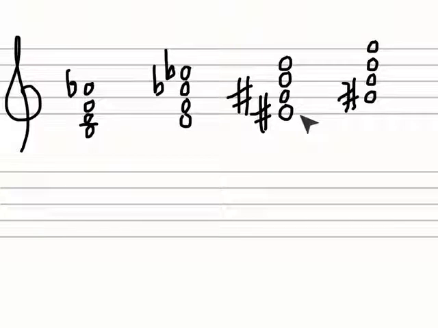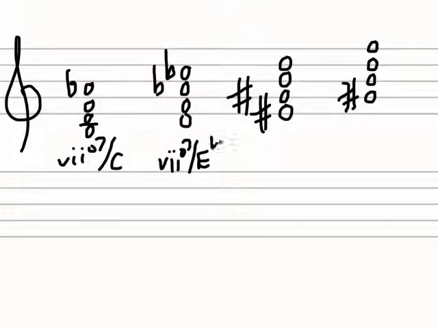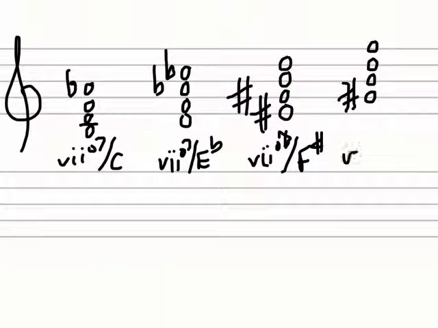And then what's E sharp over here when it's the seventh of the chord becomes F. So this is now 7/7 of C. This is 7/7 of E flat. This is 7/7 of F sharp. And this is 7/7 of A.